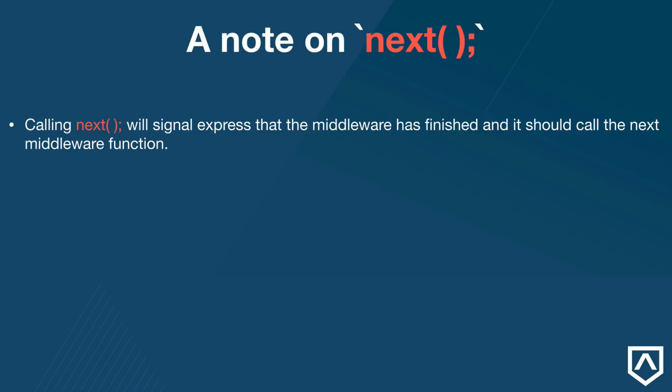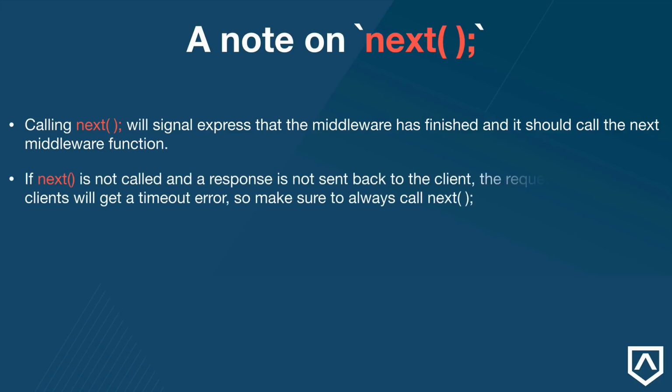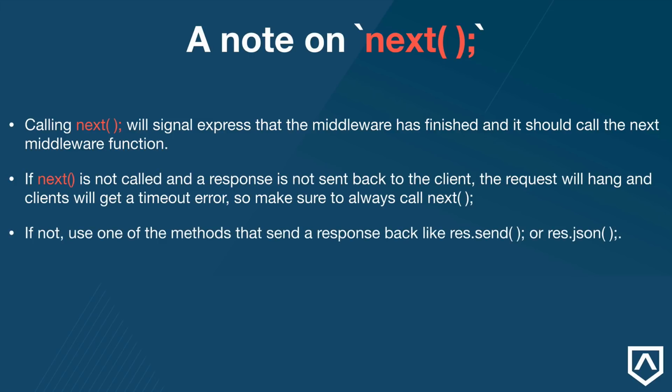So as a developer, you call next to say, I'm done with what I'm doing in this function block, I need to move into the next function block. If next is not called and a response is not sent back to the client, the request will simply hang and clients will get a timeout error. So make sure to always call next when you need to call next. If not, use one of the methods that sends the response back, like res.send or res.json.